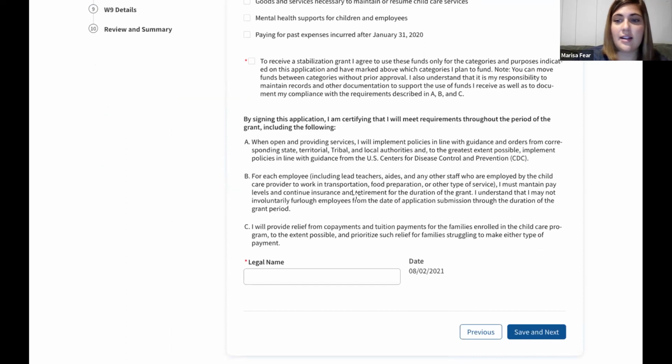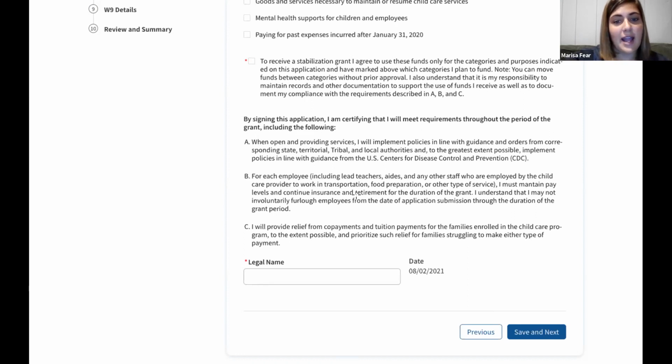And that you understand that you may not involuntarily furlough employees from the date of application submission through the duration of the grant period. And then finally, that you will provide relief from co-payments and tuition payments for families enrolled in the child care program to the extent possible. And again, to the extent possible is really the key term there. And prioritize such relief for families struggling to make either type of payments.